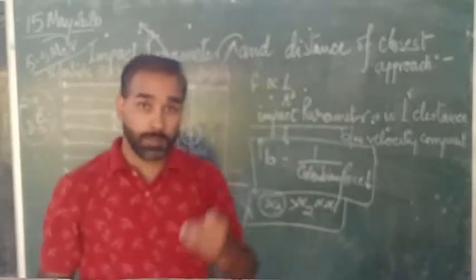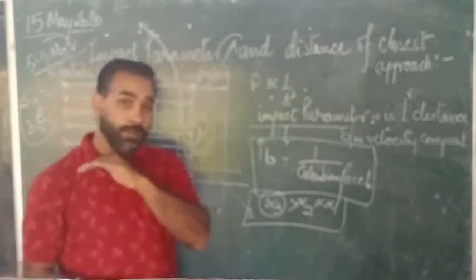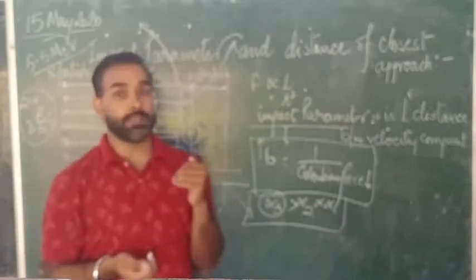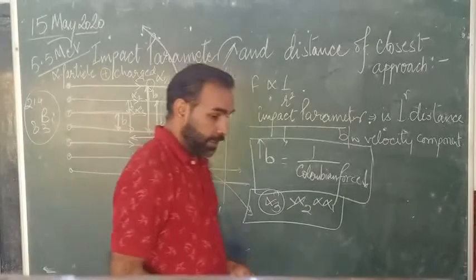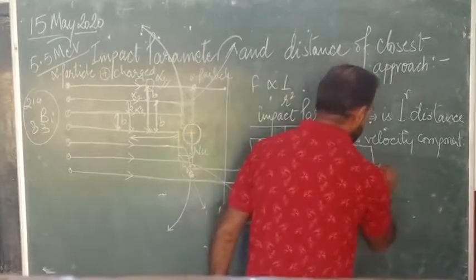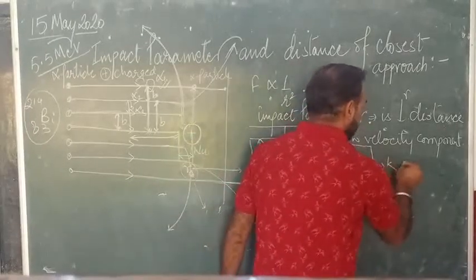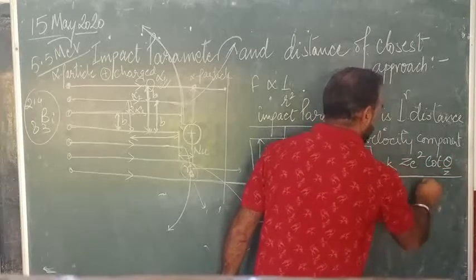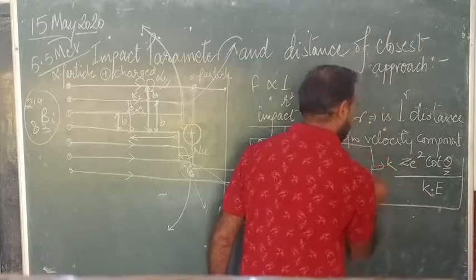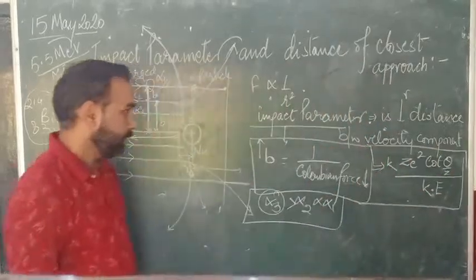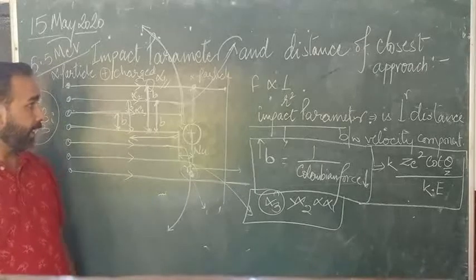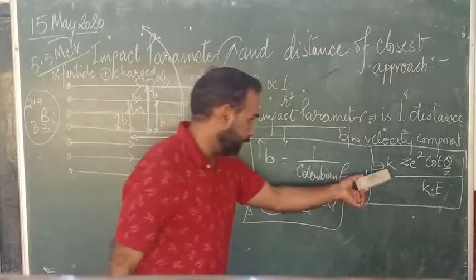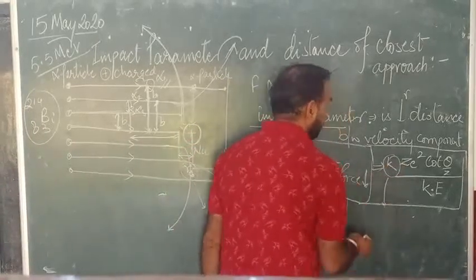Impact parameter is the perpendicular distance between the velocity component of the positive charge particle or alpha particle and the nucleus. So that is denoted by B, and Rutherford gave its expression as kZe square cot theta by 2 upon KE. This expression is important. This is derived by Rutherford, where this small k is 1 upon 4 pi epsilon naught.